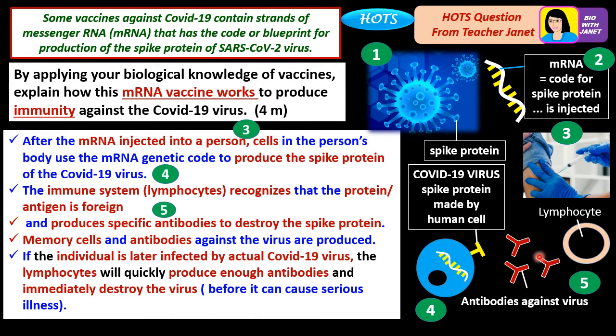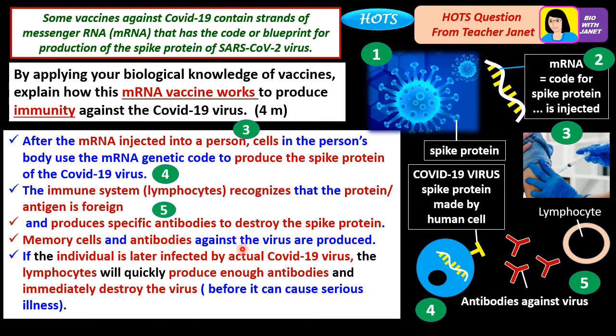So in this way, the antibody against the COVID-19 virus is produced, and also memory cells are produced. Memory cells among the lymphocytes are produced, which will later be able to produce the same specific antibodies, in case there's an actual infection of the COVID-19 virus in the person. Okay, so memory cells and antibodies against the virus are produced.